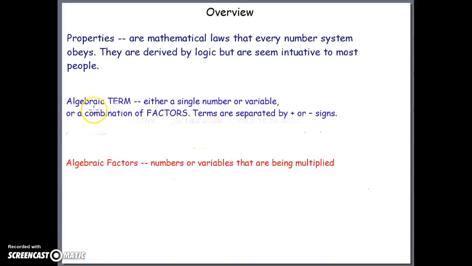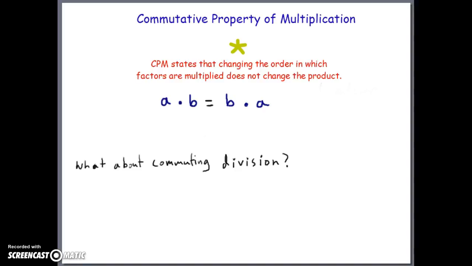So we've already identified these terms and these factors and what they mean, so we're going to be using these as we get into the formal definition. So in Schoology, you can go ahead and define the commutative property of multiplication as CPM. You can go ahead and simplify it as that. And this property states that changing the order in which factors are multiplied does not change the product.